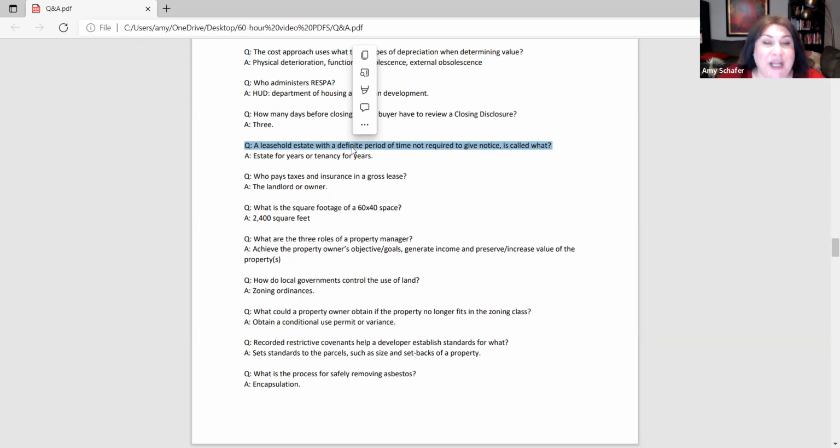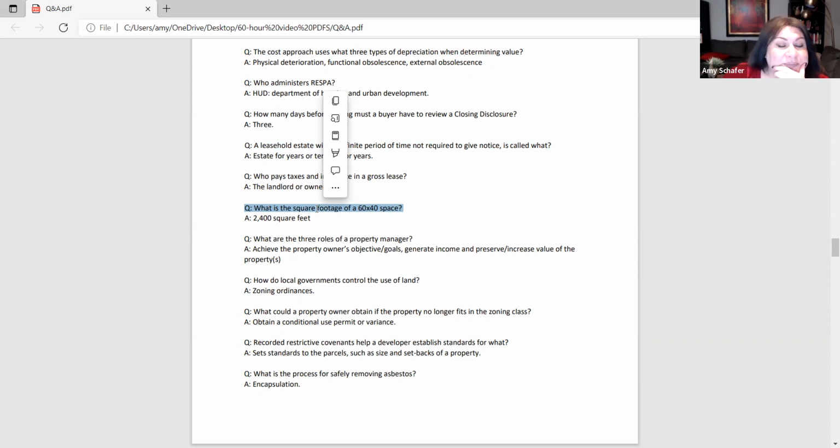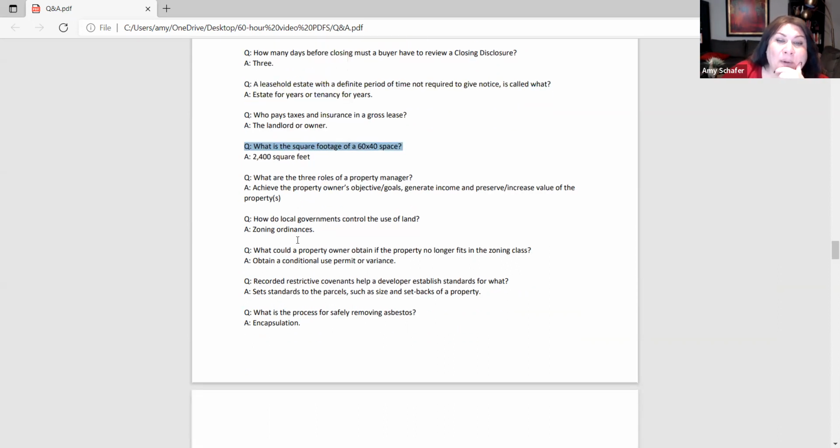Square footage, yes, this next one here. 60 by 40, you multiply those two. 60 by 40, you're going to get this square footage of 2,400 square feet. The roles of a property manager are to lease spaces on behalf of a property owner to generate income. They're going to manage vendors such as garbage removal, lawn care, snow removal, and then they're also going to do financial reports such as profit and loss and cash flow statements.